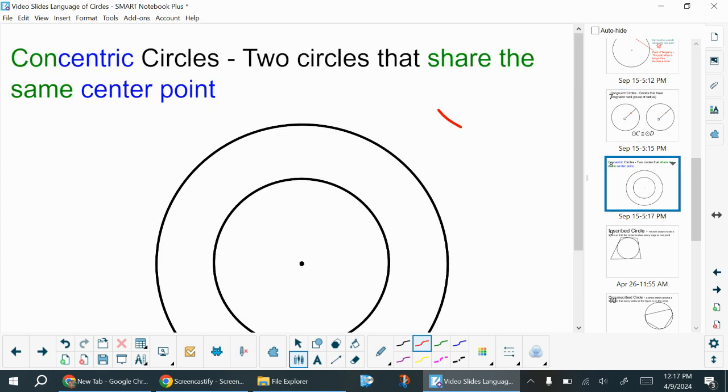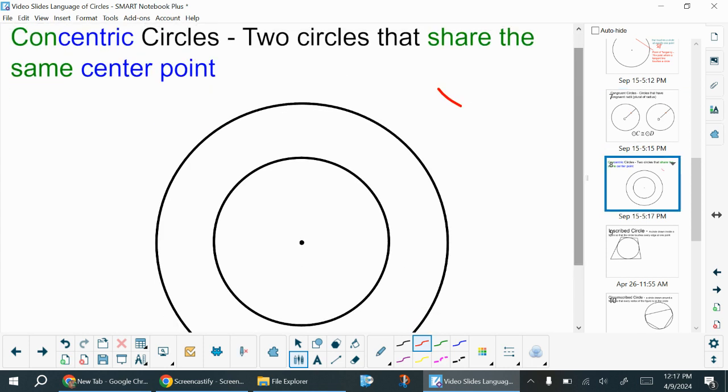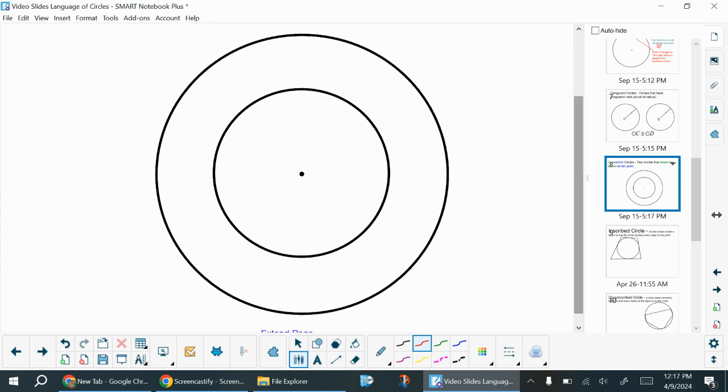Concentric. Concentric just means 2 circles have the same center. So anytime you see that prefix con in math especially, that means the same. Centric means center. So 2 circles that have the same center is concentric. Feel free to pause if you want to draw that picture down.